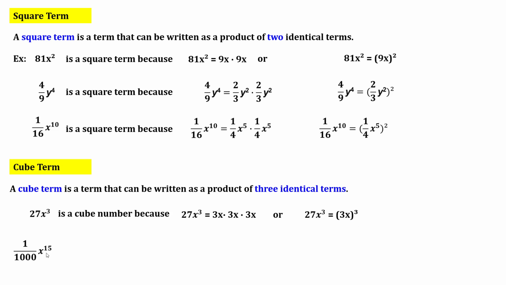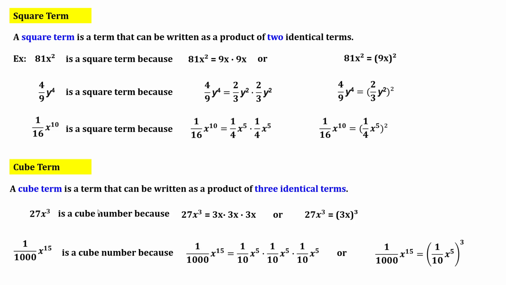And then 1/1000th x to the 15th. I'll pause here for a second. Can you think of a way to write it as a product of three things multiplied? Three identical things, right? Not just any three things, three identical things. All right, did you think 1/10 x to the 5th times 1/10 x to the 5th times 1/10 x to the 5th? If you did, you're correct. And then remember, when you're multiplying powers, you add exponents. So 5 plus 5 is 10, plus 5 is 15.